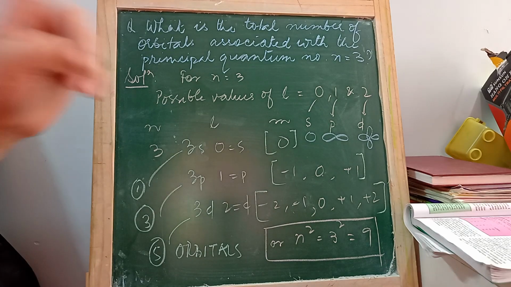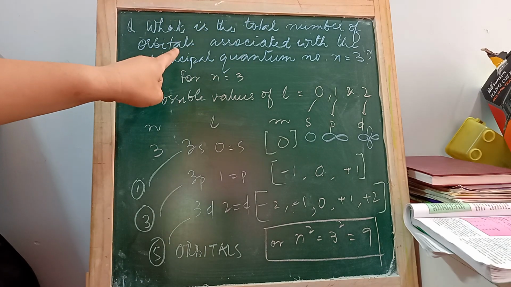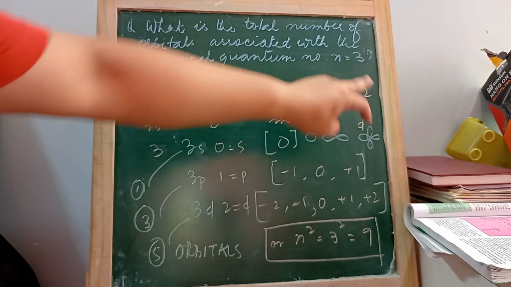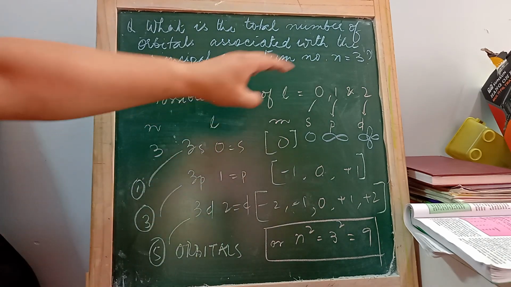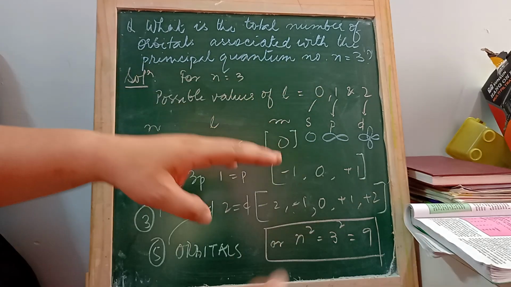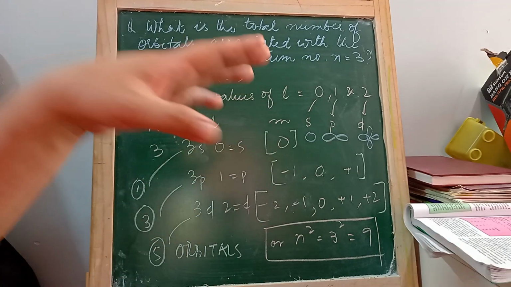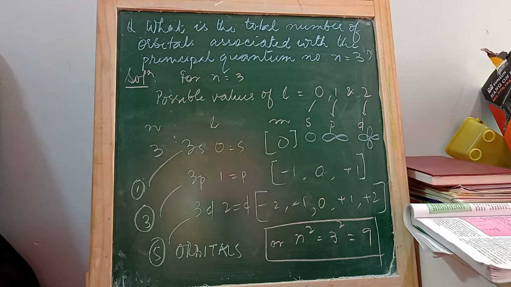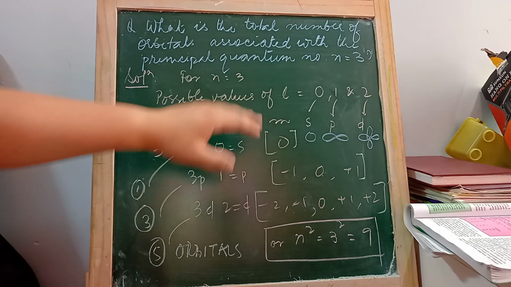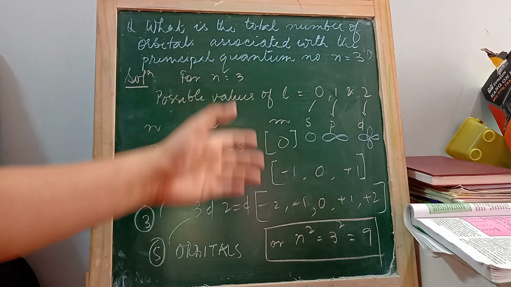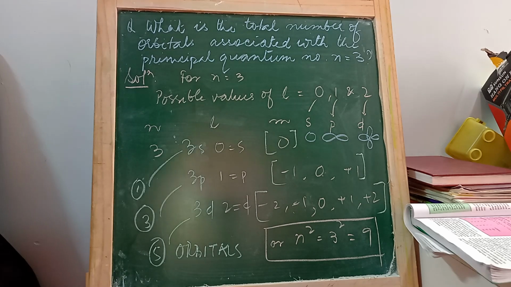The question is saying, what is the total number of orbitals associated with the principal quantum number n equal to 3? The principal quantum number n is 3. So what are the orbitals that are associated with this principal quantum number? So n is equal to 3, the principal quantum number is 3.